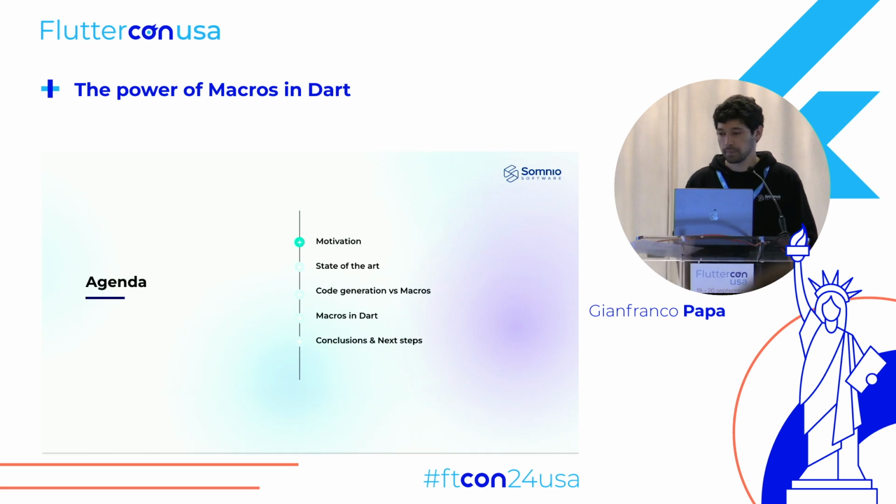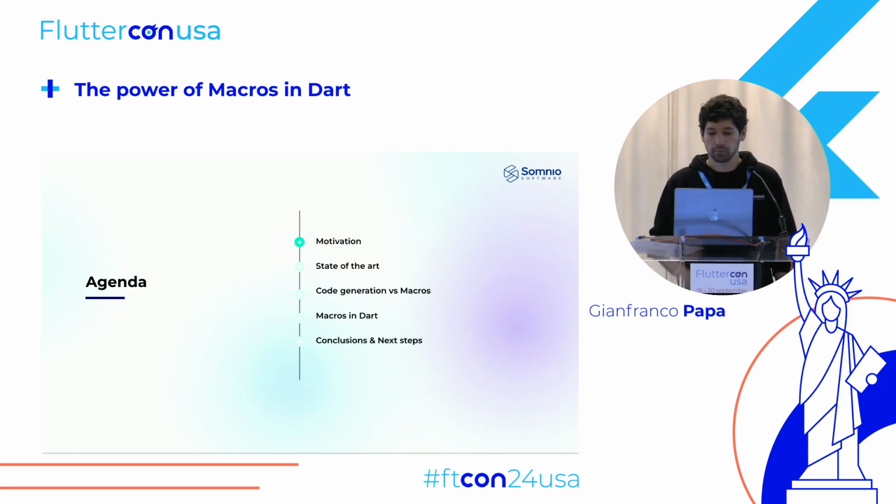This is the agenda for today. We're going to talk about macros, the new feature in Dart that is not completely released. We are going to start with the motivation on why we are talking about this today. What is the state of the art? What are some code generation strategies that we have today versus tomorrow, which will hopefully be macros? Then we're going to deep dive more into macros and how they work in Dart. And finally, wrapping it up with some conclusions and next steps.